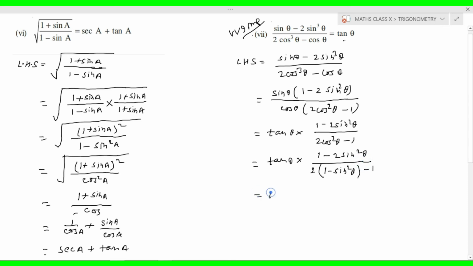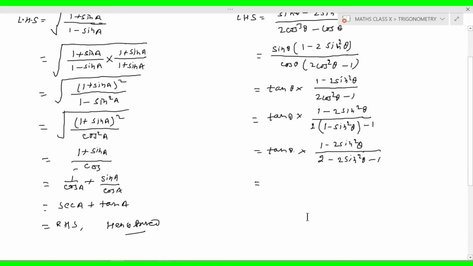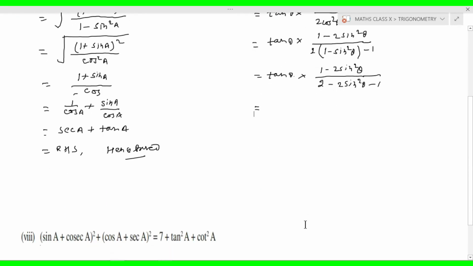Now tan theta will remain as it is. In numerator 1 minus 2 sin square theta, in denominator you remove the bracket, you will get 2 minus 2 sin square theta minus 1. So next step you will see, simplify the denominator.